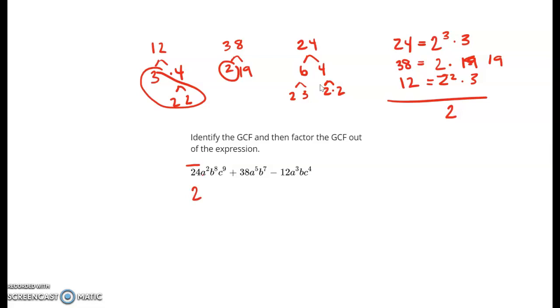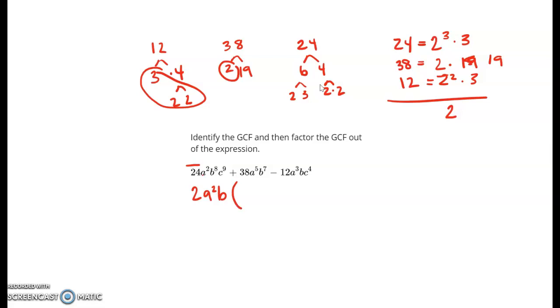Okay, let's look at the a's. We have a squared, a to the 5th, a cubed. So we have to take the least one. We know a squared will come out of all three. We have b to the 8th, b to the 7th, and b. Again, we have to take the least one, so we'll just take b. C to the 9th. Uh-oh, this doesn't have a c, and that doesn't have a c. So the GCF is 2a squared b. This is the biggest factor that will divide out of all three evenly, or another way to think of it is the greatest common factor.